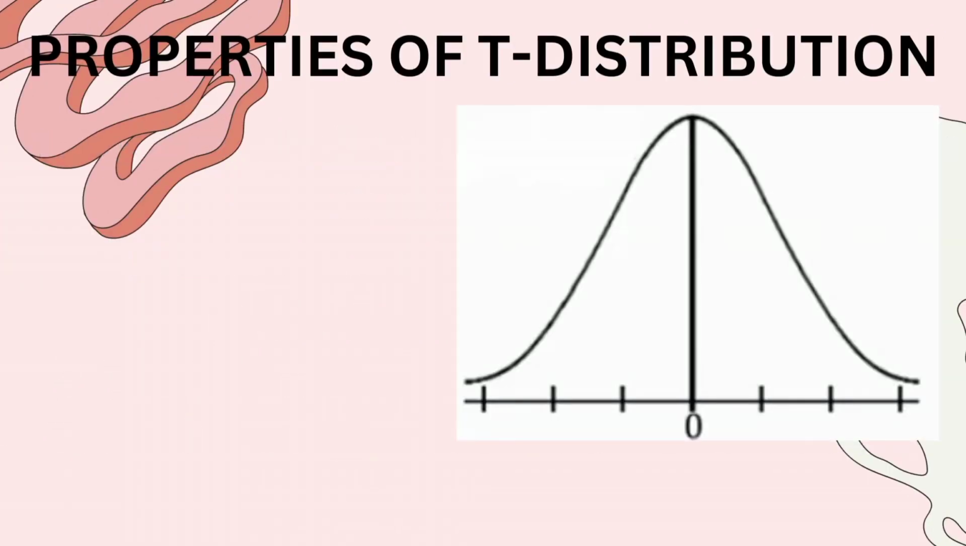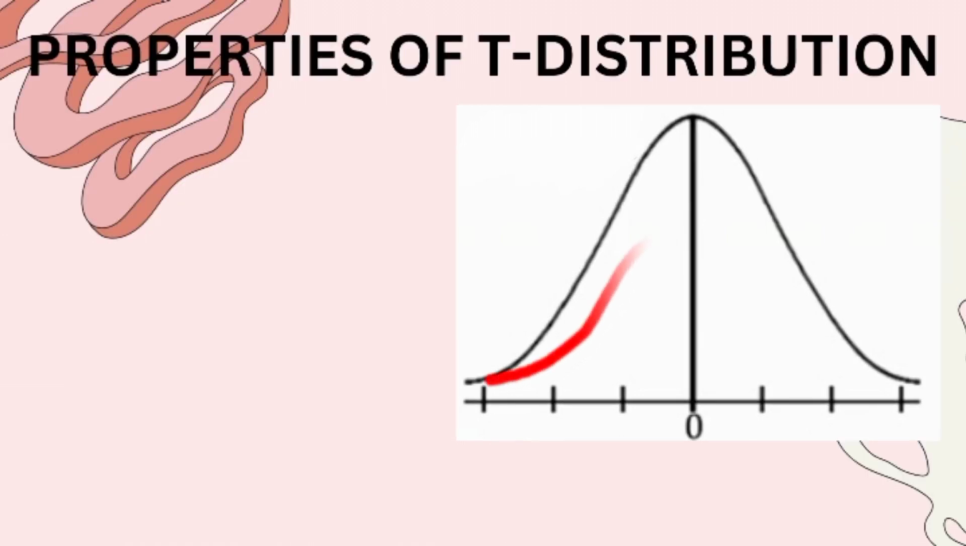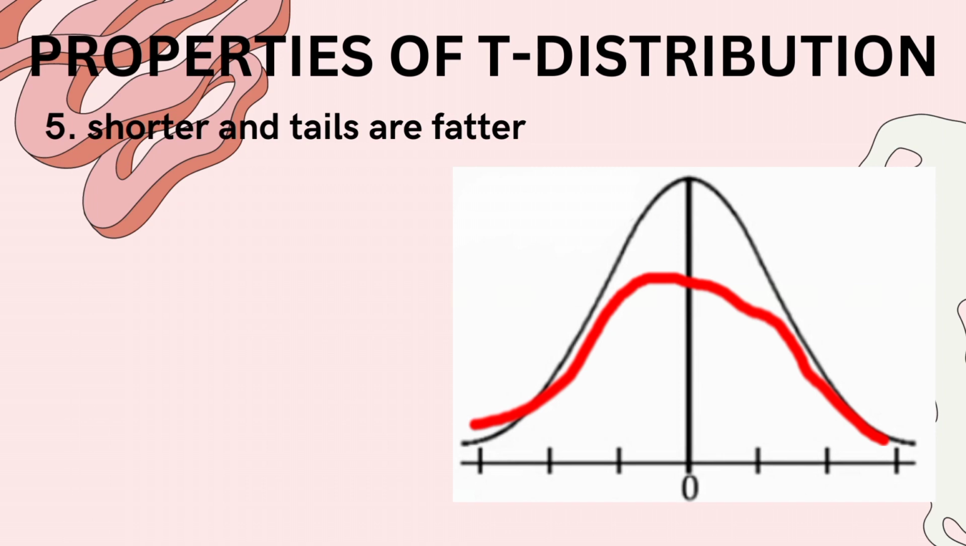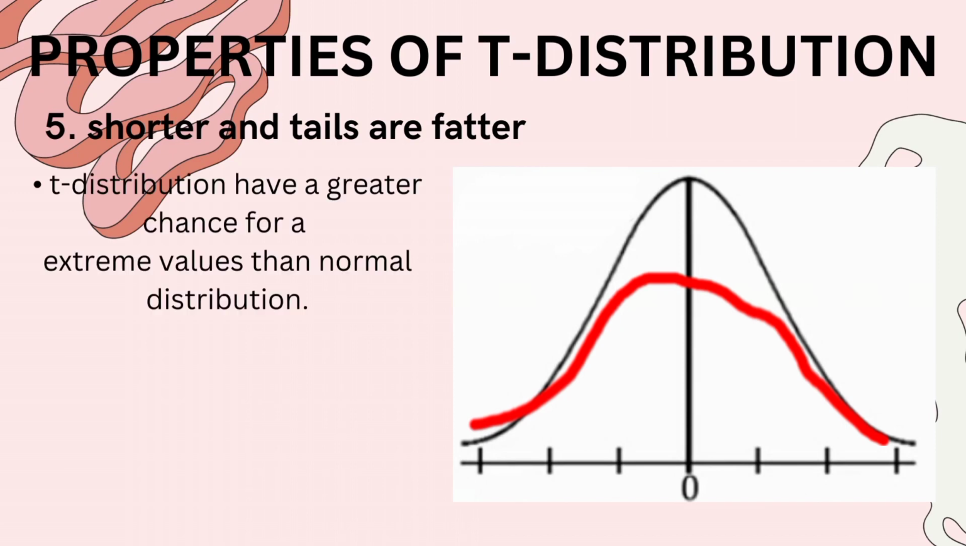Here is a Z-distribution. And this one is a T-distribution. You will notice that a T-distribution is shorter and has fatter tails. Shorter meaning they have lower peak. And why fatter? Because T-distribution has a greater chance for extreme values than normal distribution. Why? Because T-distribution is based on a sample size. That is why the variability is greater than the normal distribution.